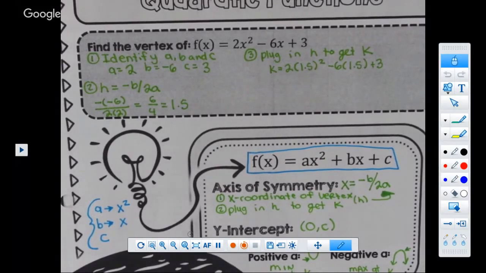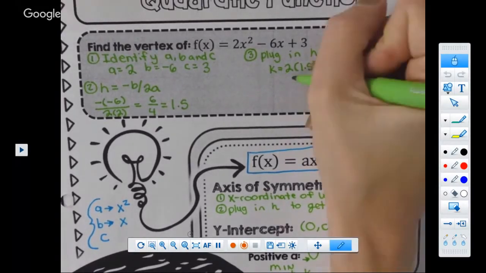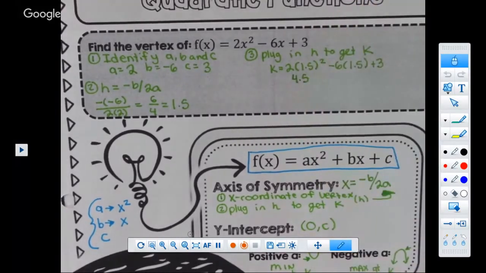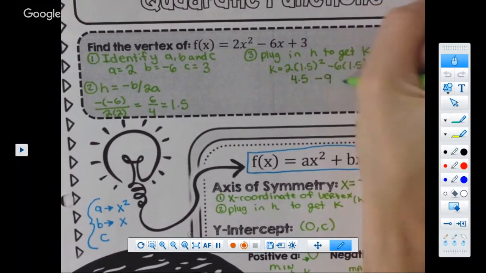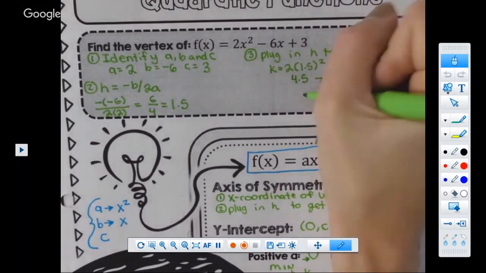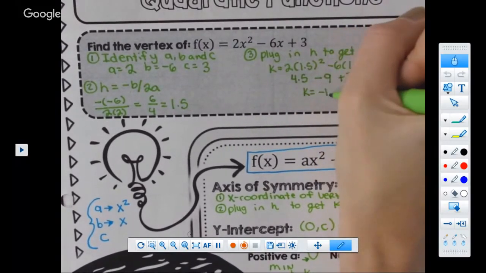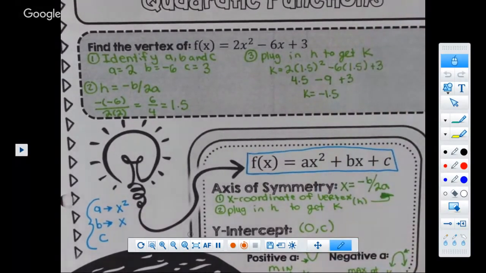Okay, the question is, can you just type it all in one piece and hit enter? Some calculators you can and some you can't. So try it. But if you can't, then you've got to go through step by step. When I plug in 1.5 squared times 2, I get 4.5. So make sure you get that, 4.5. And minus 9 plus 3, final answer negative 1.5.